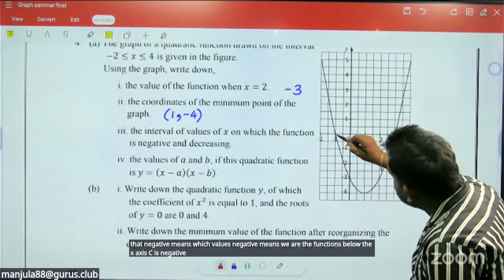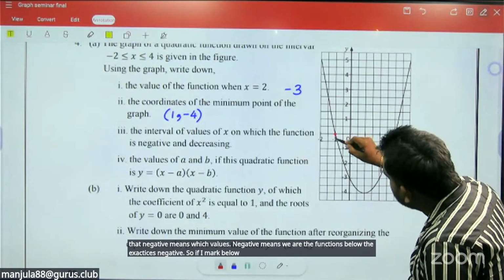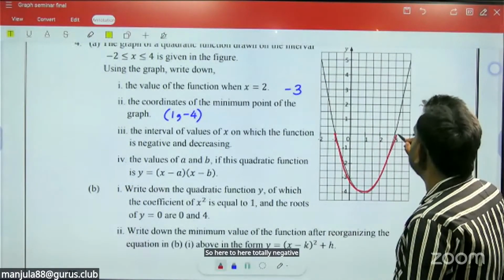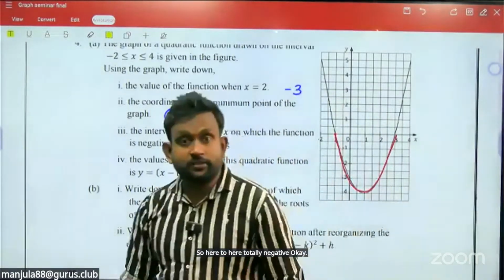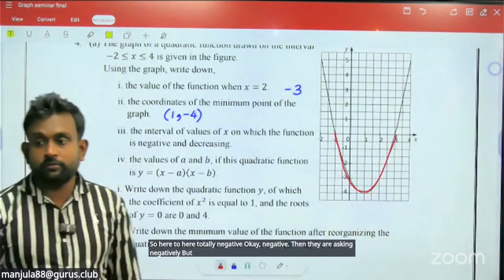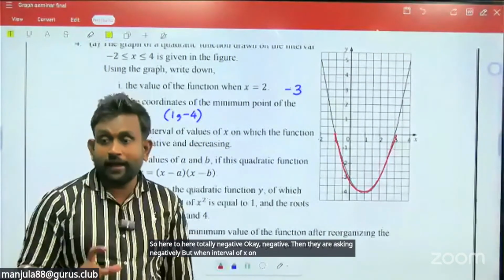So if I mark below the x-axis, mean this part. So here to here is totally negative. Okay, negative. Then they are asking for the interval of x where the function is negative and decreasing.